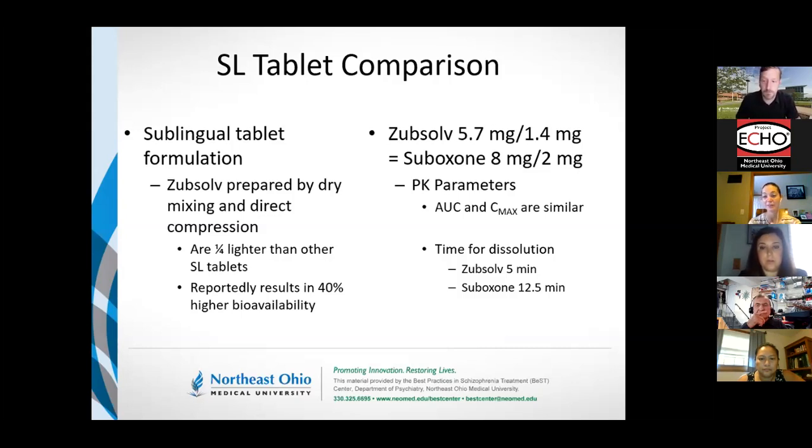The other thing that could be a big advantage is the dissolution time. So on average, Zubsolv can dissolve within 5 minutes and Suboxone takes about 12 and a half. Although in some cases, the upper end could be in the upper 20s of minutes to get some of those tablets to dissolve.